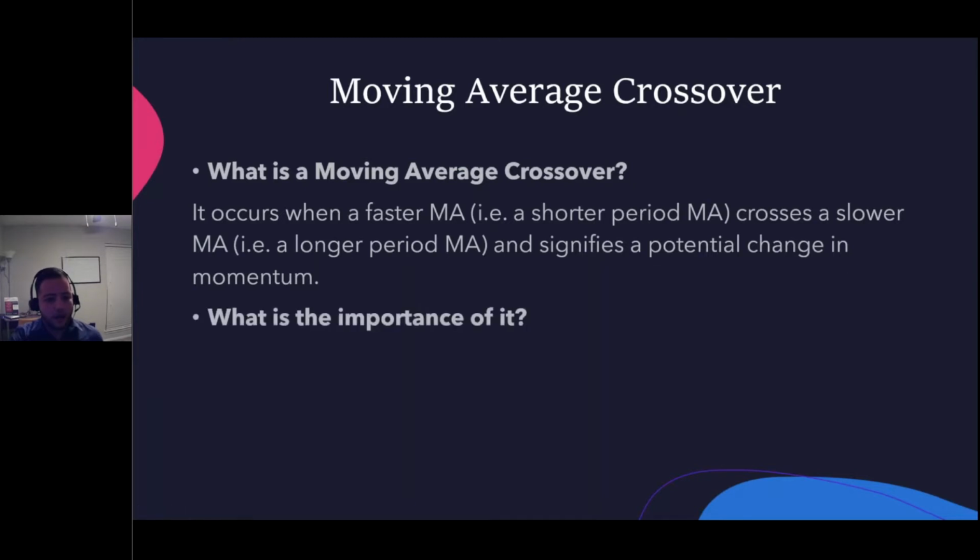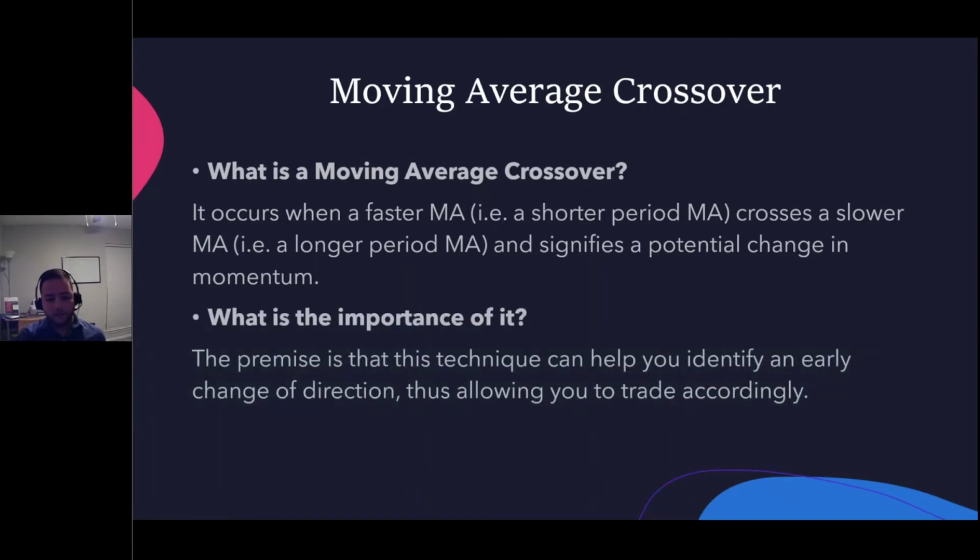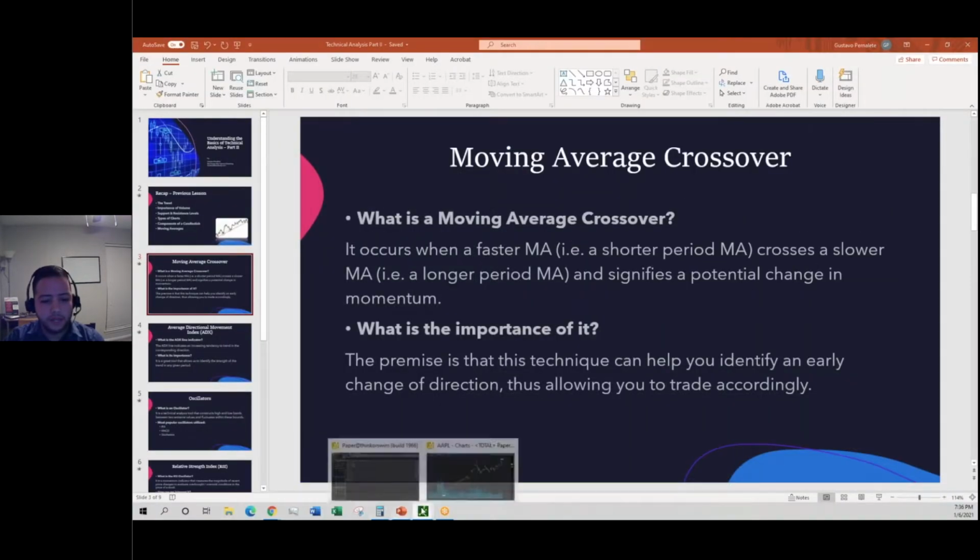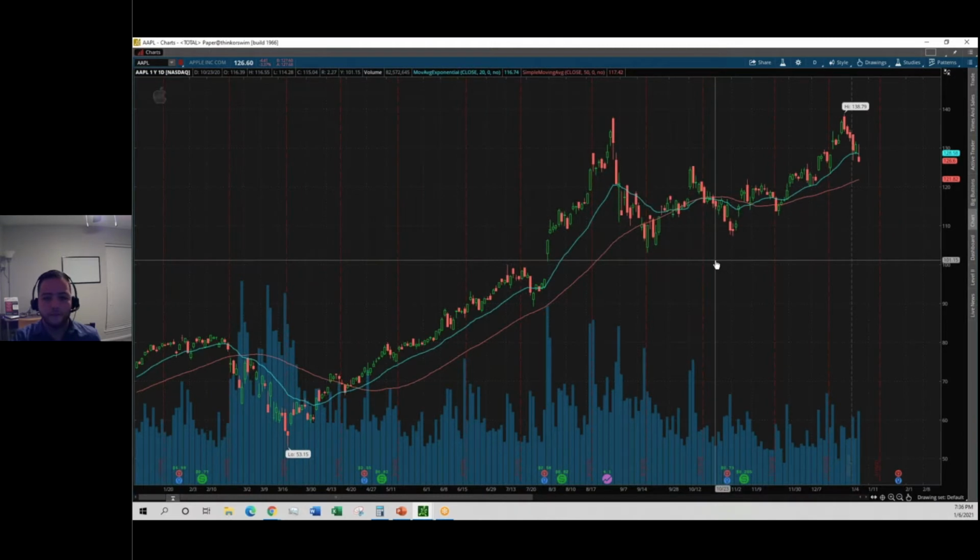Okay, what is the importance of it? Well, the premise is that this technique can help us identify an early change of direction, thus allowing you to trade accordingly. If you're a directional trader and you spot a moving average crossover, now it's decision time, right? You can play directionally through options or through the equity itself. You can sell options as well. That's one way to play directionally. But let's actually take a look at the chart and see what we actually mean by a moving average crossover.